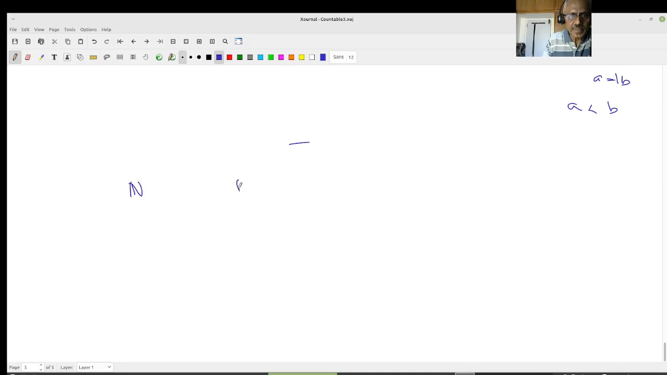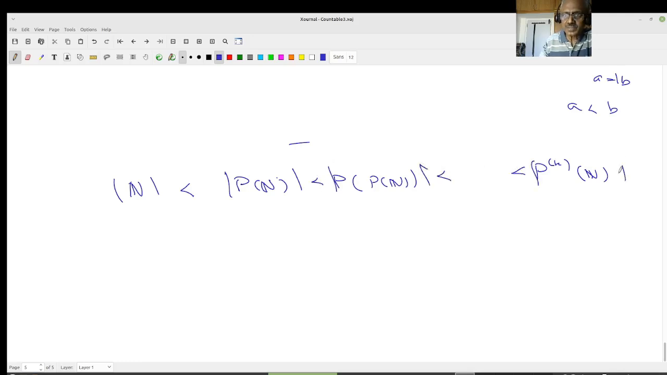Suppose I have n, P of n, P squared of n, and P power k of n. Then the cardinality of this is strictly less than the cardinality of this, that is strictly less than the cardinality of this, and that is strictly less than the cardinality of this. You understand that? So this is infinite. Therefore, this is also infinite. Everything is infinite. But I have given a sequence of sets whose cardinalities are bigger than the earlier one. Please appreciate this.